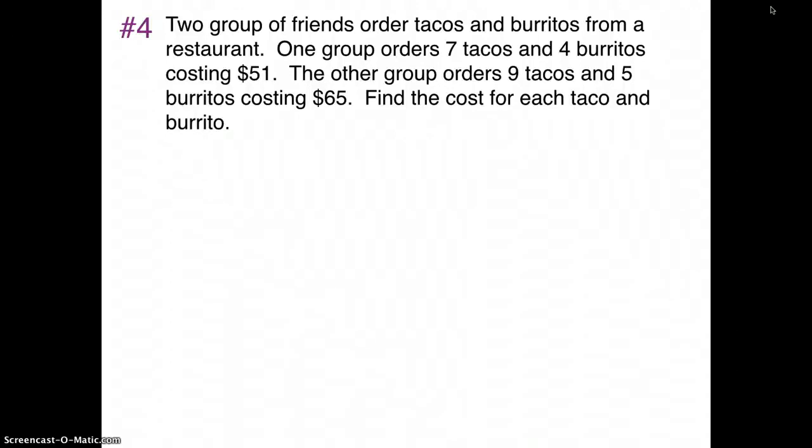Welcome back. So today we're going to be working on word problems for systems. So let's go ahead and just jump right in and read the word problem. It says, two groups of friends ordered tacos and burritos from a restaurant.